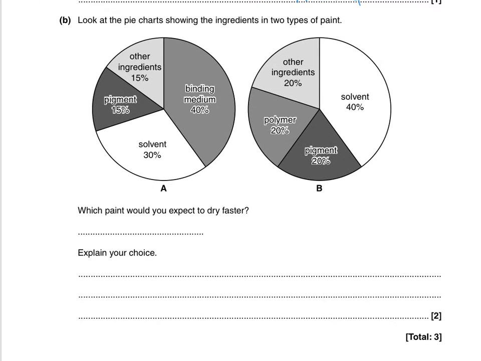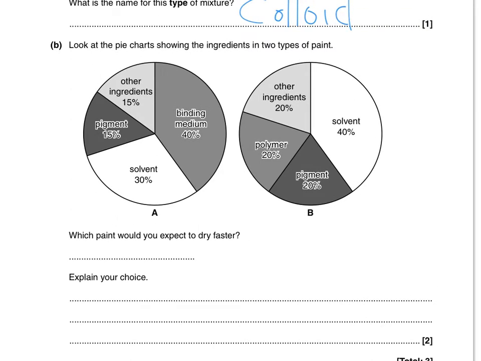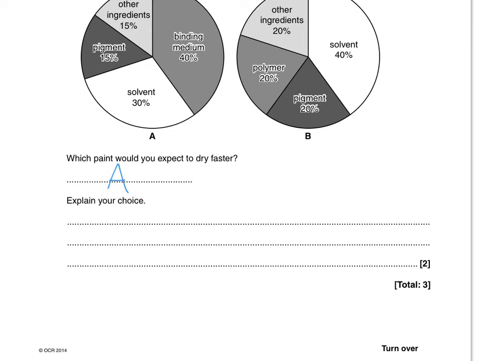Look at the pie chart showing the ingredients in two types of paint, A and B. Which paint would you expect to dry faster? Right, so first thing you need to think about is how does paint dry? And if you remember, paint dries when the solvent evaporates, then you should think, right, the paint that's going to dry quicker is obviously A, okay? You don't actually get any marks for saying A. What you get your marks for is explaining it. So the first mark is worth for solvent evaporates.